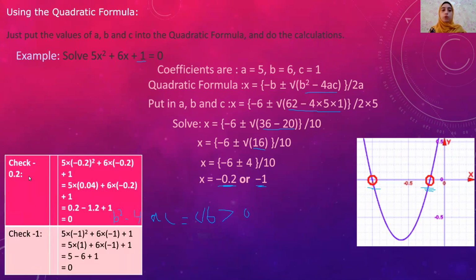Okay, now I want to check negative 0.2 and negative 1. Are these really the roots of this quadratic equation? Now I will check by substituting x as negative 0.2 and negative 1. The first one comes true. The second one, which is negative 1, comes to 0, so it's true also. And the discriminant shows two real solution roots.